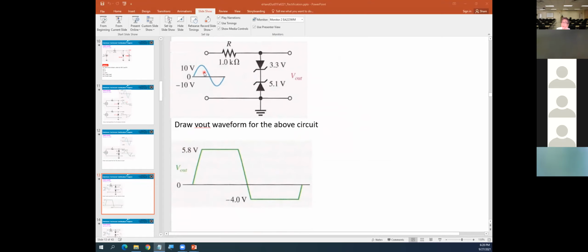10 volt here, 5.1 will be breakdown. Adding 0.7, that's why you get 5.8. When you get a negative cycle, the top breaks down, so you get 3.3 volt, minus 0.7, this guy turns on.